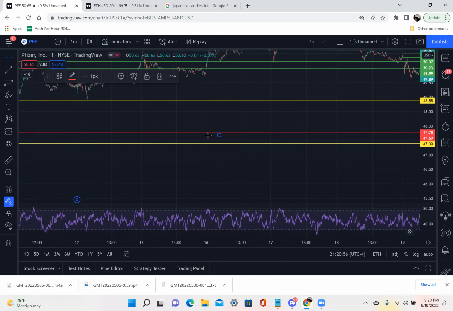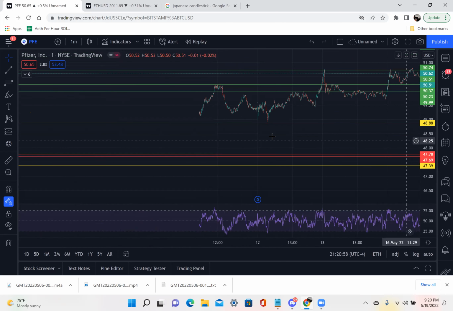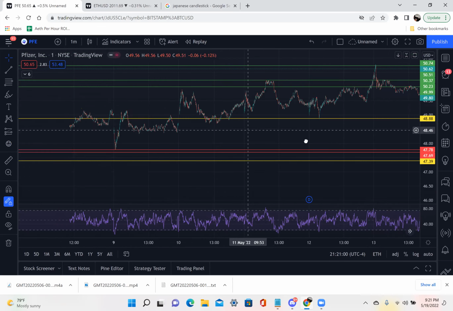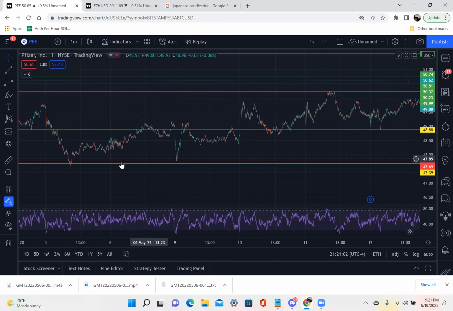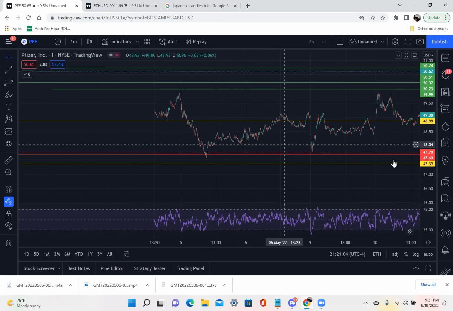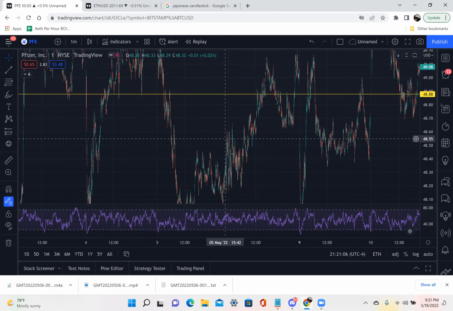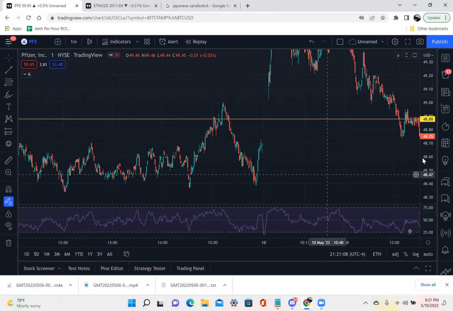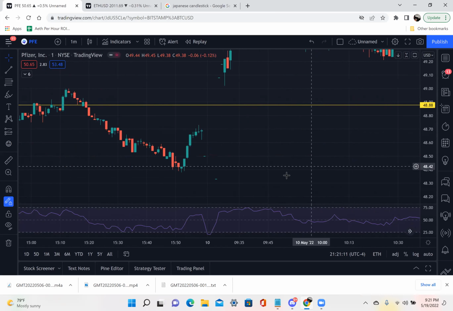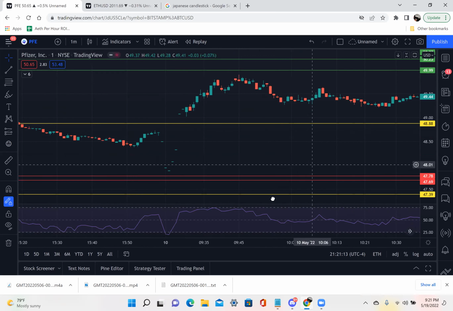Do you put support and resistance lines on the candles and you don't go off of the wicks? Yeah, I don't go off of the wicks. I could just go anywhere and show you. So this is the 1 minute.